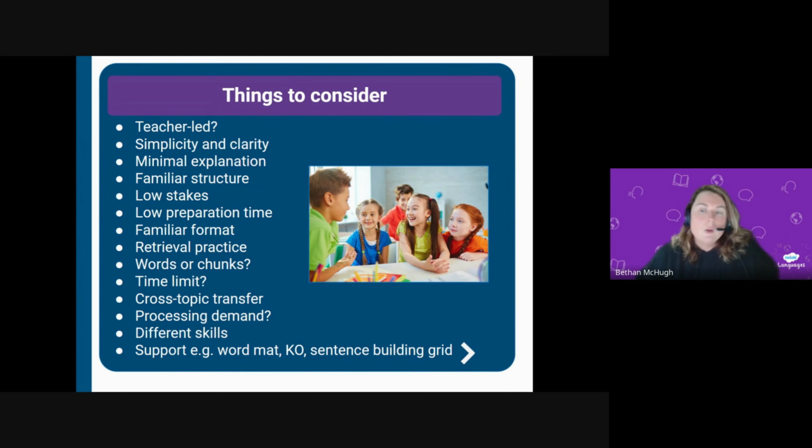If it's going to be quite a noisy lesson, then give them a quieter task to start with. Think about those aspects too. Think about covering reading, writing, speaking and listening over a period of time throughout your starters, so they're not always sitting in silence doing a task. And think if your starters would need support, such as a word mat, knowledge organizer, or some sort of sentence building grid. That can be really helpful.